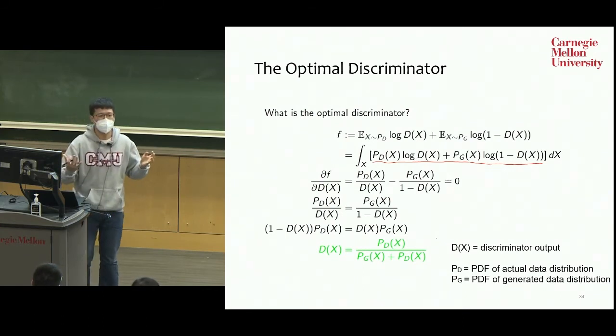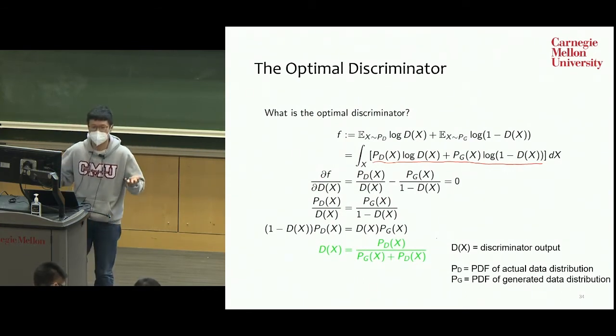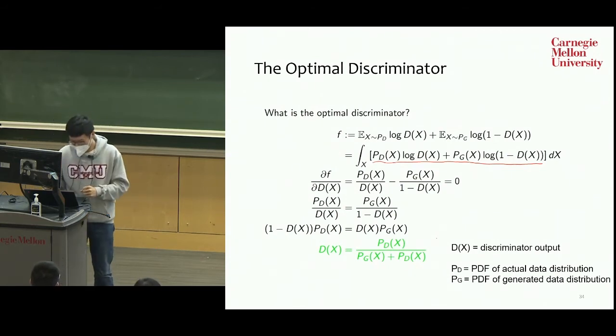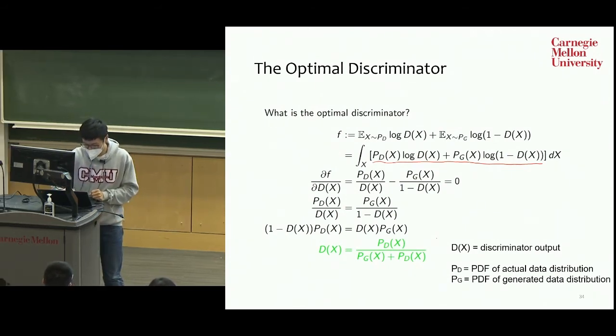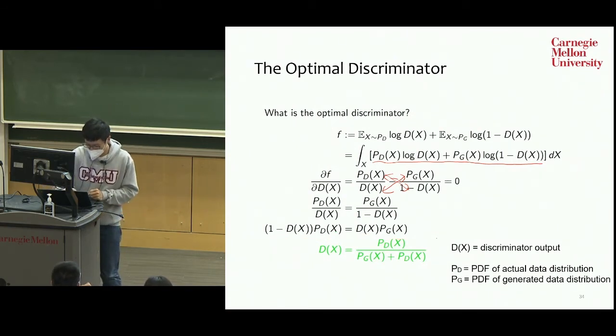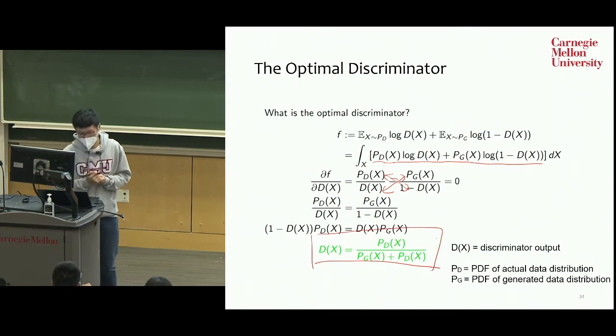So how do you find the optimal solution to, let's say, a convex function? I think the answer is on the slide. You take the first order derivative and set it to 0, right? So you take the first order derivative of this over D(x) and set it to 0. You move one of the terms to the right-hand side of the equation, you multiply in this way, and you get the formula here. Then we simplify it, and after simplification, we get this formula. So D(x) is p_d(x) over p_g(x) plus p_d(x).